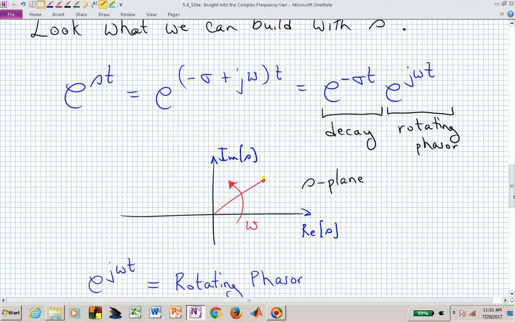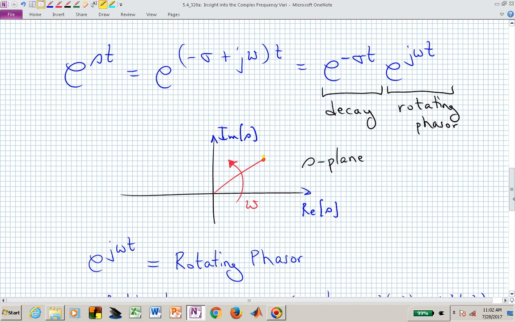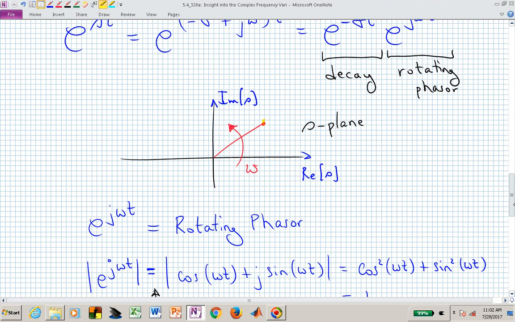If we just look at the e to the j omega t piece, forget the decay or growth factor, e to the sigma t or e to the minus sigma t. Let's forget that for now. Let's just look at what e to the j omega t looks like or is doing. We're calling it a rotating phasor, and how can we make that definition or term?